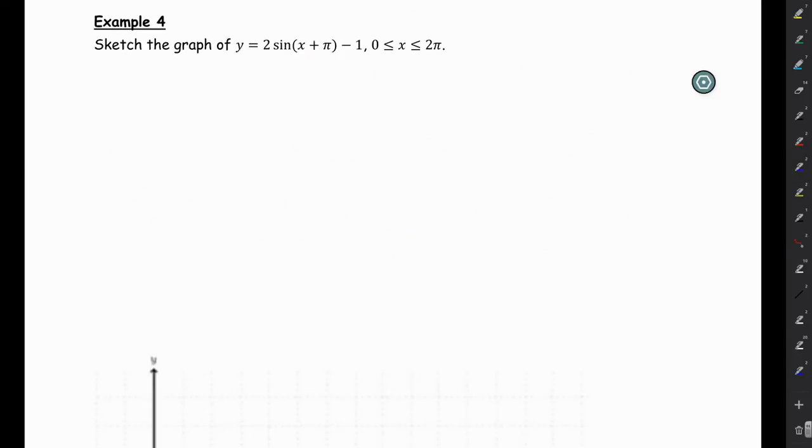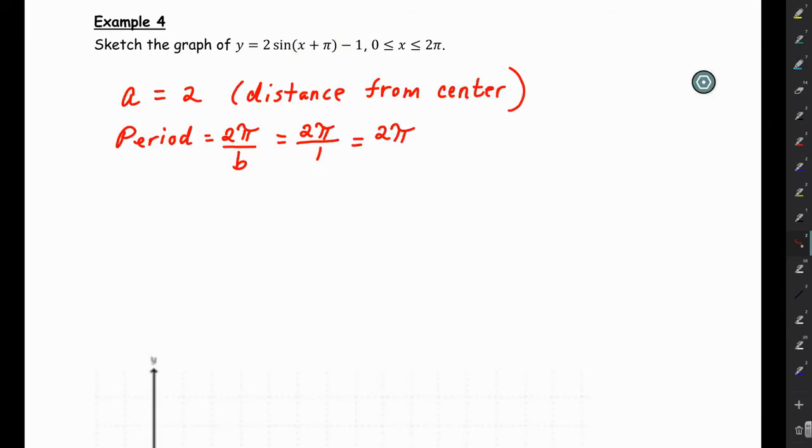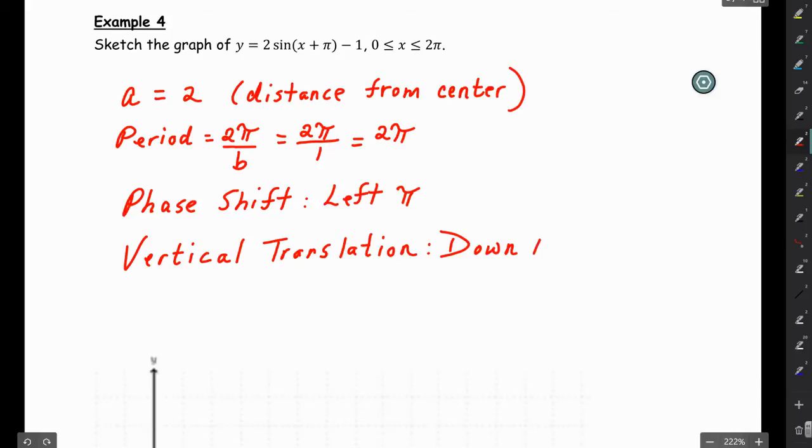All right, for example 4, it says sketch the graph of y equals 2 sine of x plus pi, minus 1. So our amplitude is 2. Amplitude is our distance from the center. Our period is 2 pi over b. The value of b right here is 1. So in this case, it's 2 pi over 1, or just 2 pi. This x plus pi means we're moving the entire function left pi. The phase shift is also referred to as the horizontal shift. And then the last part, we have this minus 1 out here. That means we're moving the whole function down 1. So we have a vertical translation down 1. That means our center is at negative 1.